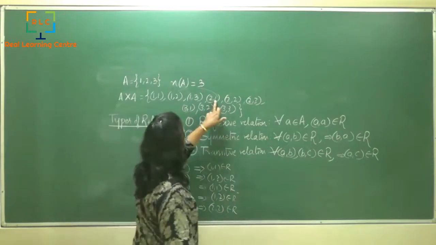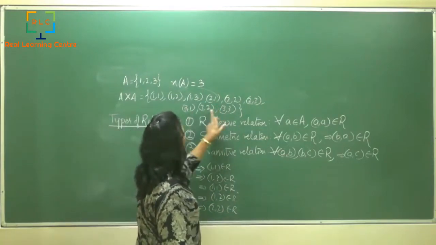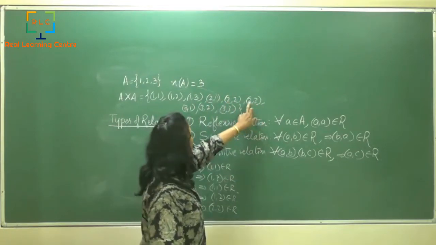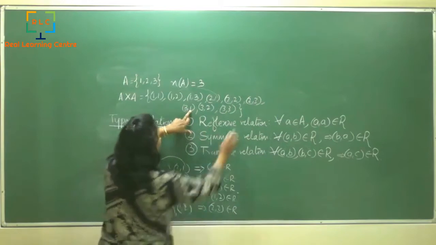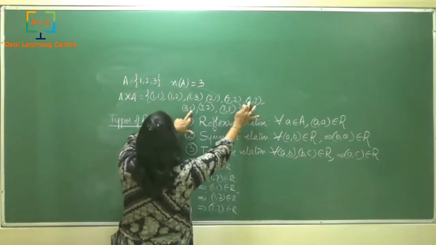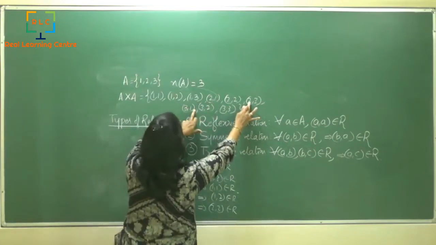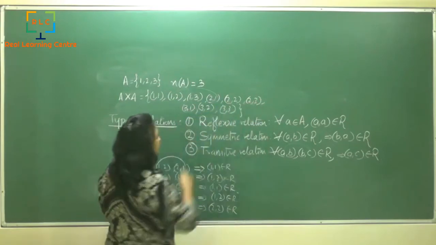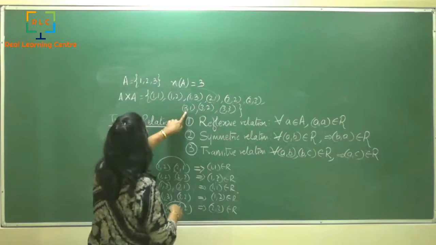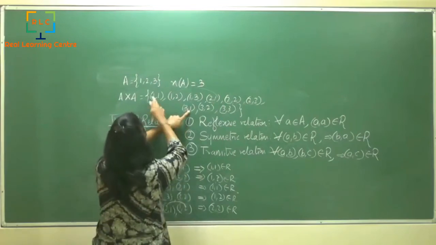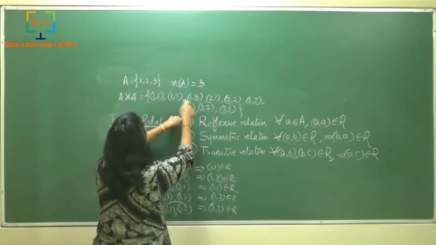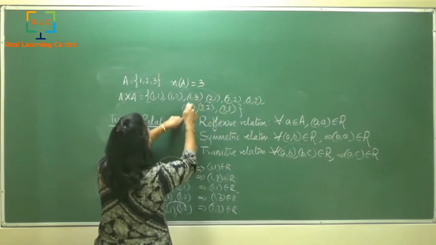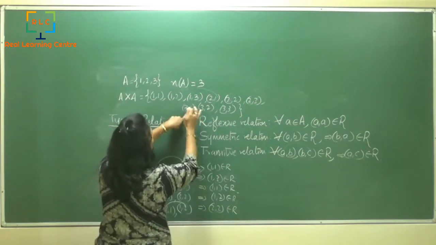So 2 1, I finished with 2 1. There is no other element starting from 1. 2 2 I need not check. 2 3 I'll say. 2 3, 3 1, 2 1 I should have. I have 2 1 here. Again, 2 3, 3 2, I should have 2 2. I have 2 2 here. I need not check for this. Next, I'll go for 3 1. 3 1, 1 2, 3 2 is here. 3 1, 1 3, 3 3 is there. 3 1, no other element.